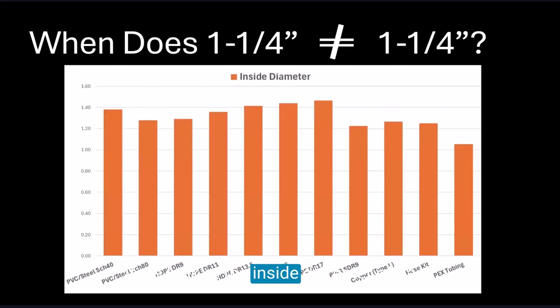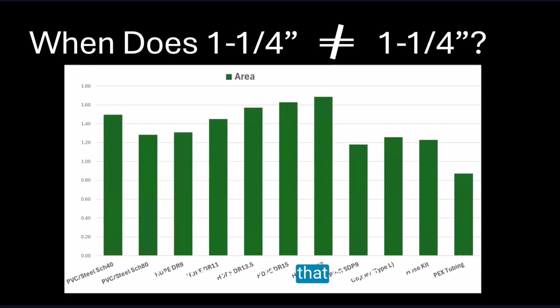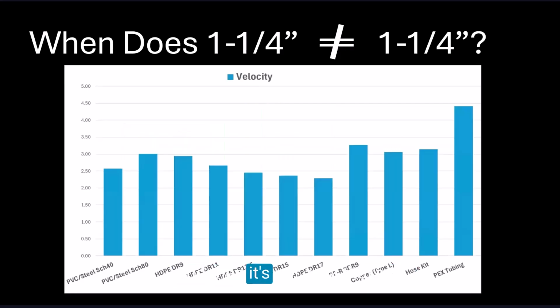If we look at the inside diameter of each of these, you start to see a disparity. So 1 1/4 is not actually 1 1/4, but it's not diameter we're interested in, it's area. So once we square that radius and calculate area, the disparity grows. And then it's not area that's important, it's actually velocity. At 12 gallons a minute, here's the different velocities going through these different pipe sizes and materials.